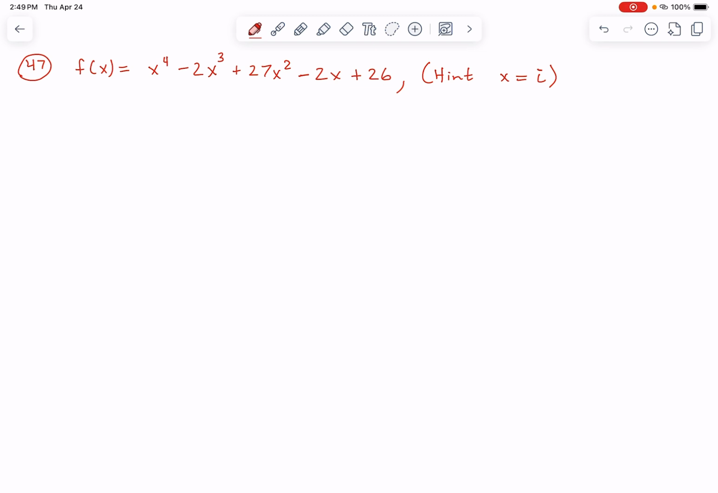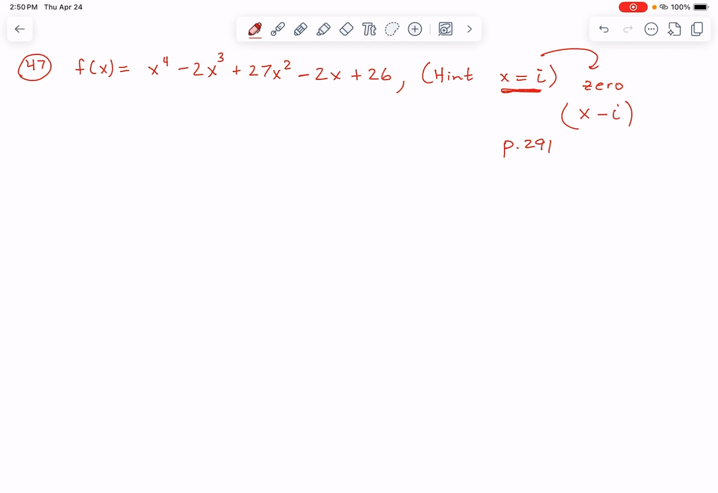So we've got f of x equals x to the fourth minus 2x cubed plus 27x squared minus 2x plus 26. Hint: x equals i is a 0. This is a 0, so that means that x minus i is a factor. But according to page 291, and are you on page 291? Can you look at it?